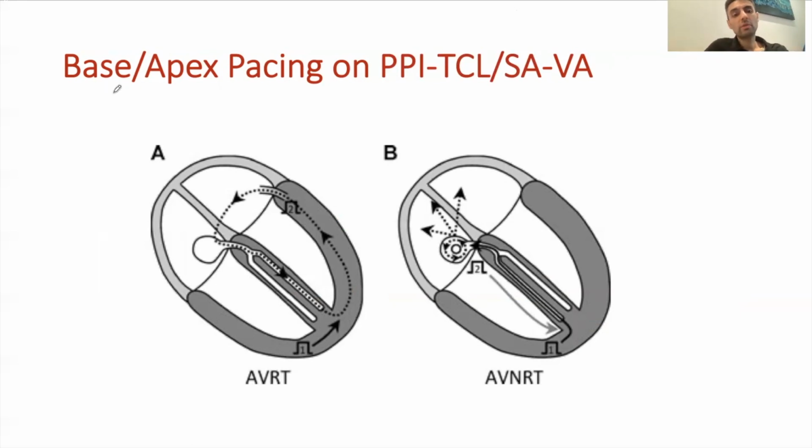One thing you could do as well, you can pace the apex and the base and see what happens with the PPI and stem to A minus V to A.